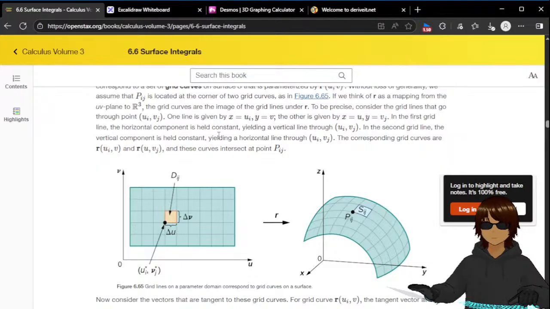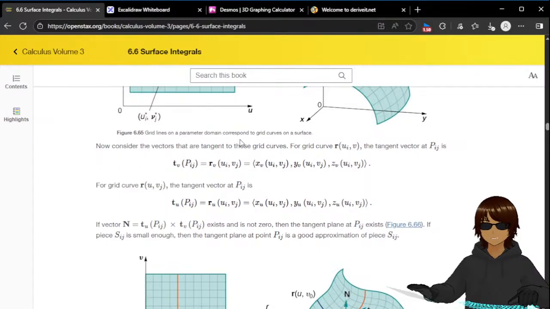Horizontal component is okay. Think for UiVj: one grid line, we have one grid line defined by Ui and all V values. Then this grid line defined for Vj and then all the U values. And then we have the corresponding r(Ui,V) and the corresponding r(U,Vj) for this point where it intersects the curve Pij.